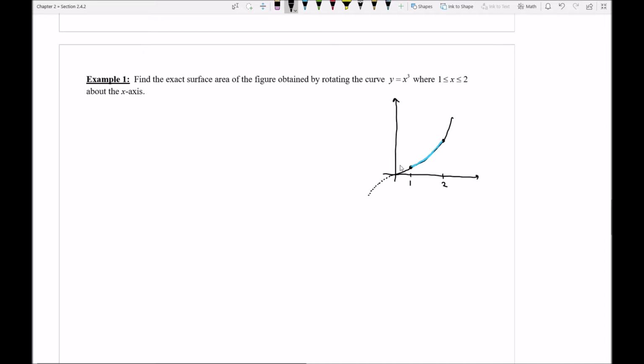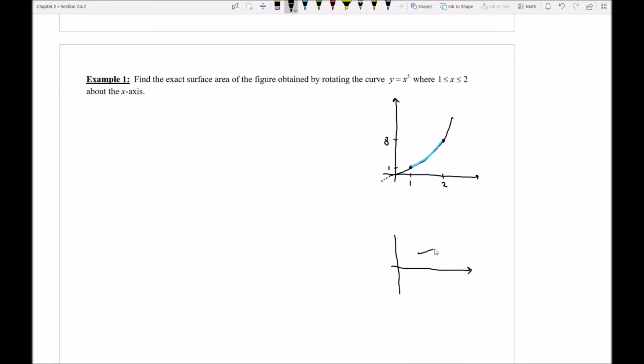Of course, I know that if I'm at x coordinate 1, I'm at y coordinate 1. And if I plug in 2 for x, I'm up at 8. Now I also want to see what it would look like if I were to revolve this around the x-axis. If I revolve this, I would end up with a picture that looks something like the following.